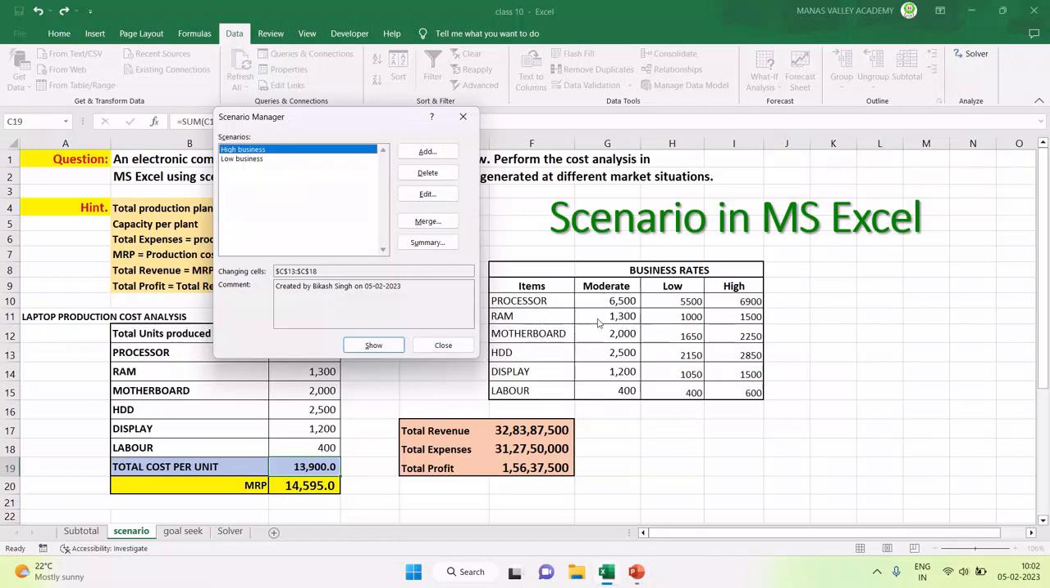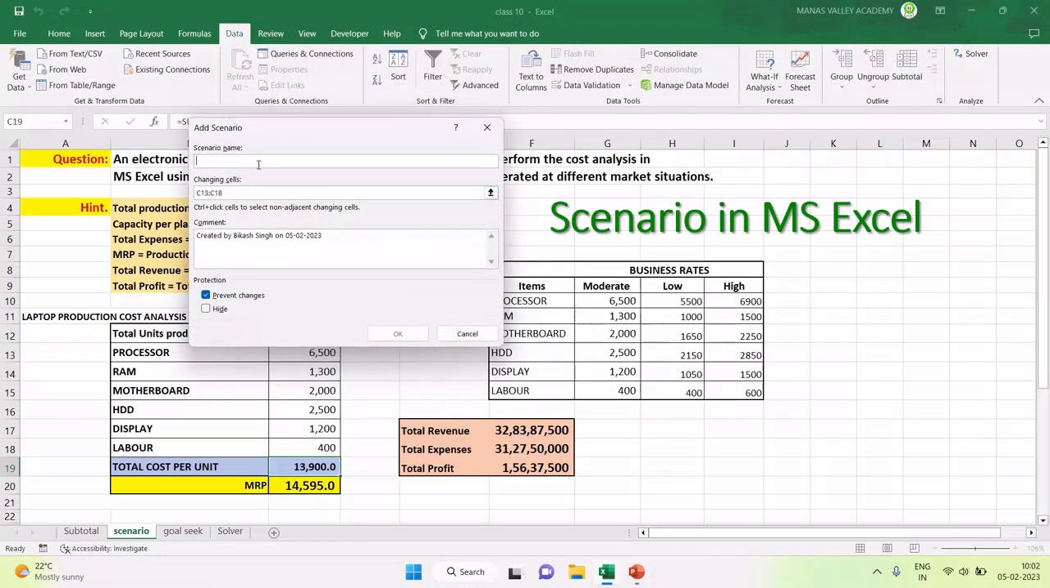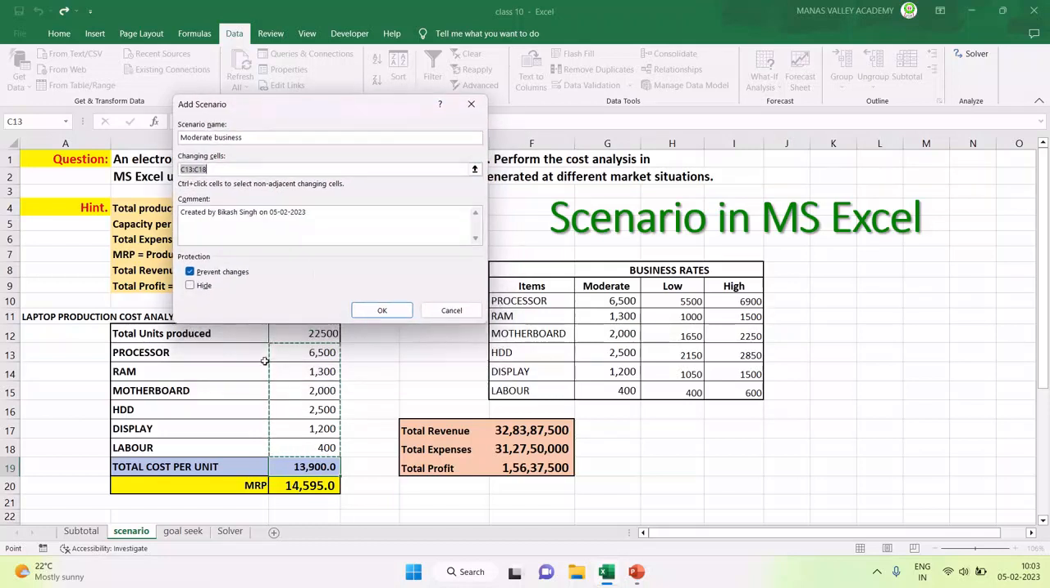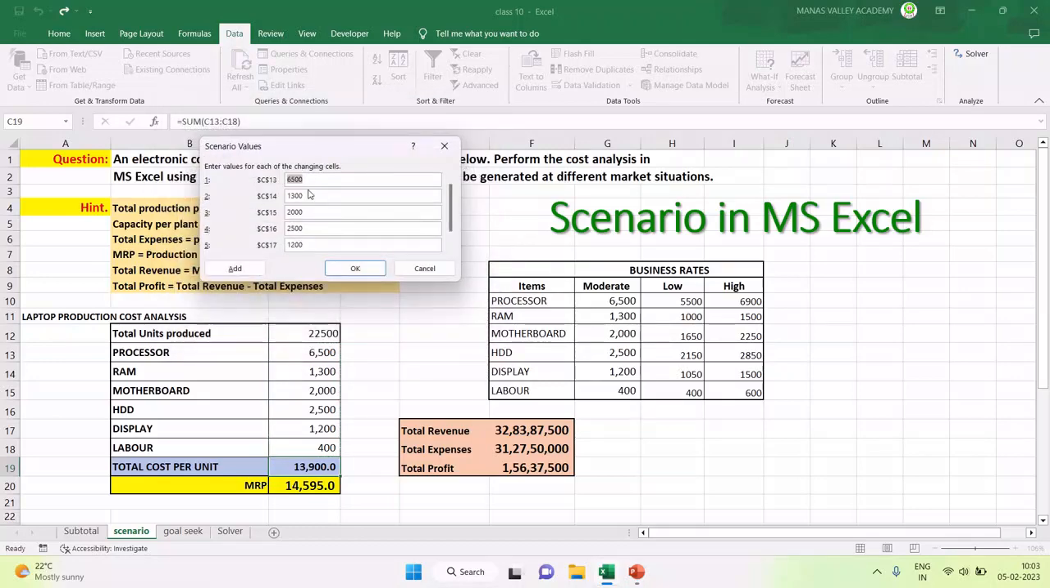Now you have to create a scenario for moderate business. Click on the add button again and name this scenario moderate business. The cell addresses are already taken, since in the previous scenario we assigned the cell addresses, so MS Excel remembers them and takes them automatically. Click on the OK button. Now you assign the rates. Since these rates were already provided for demonstration, they are already taken here, so you can just click on OK to add it.